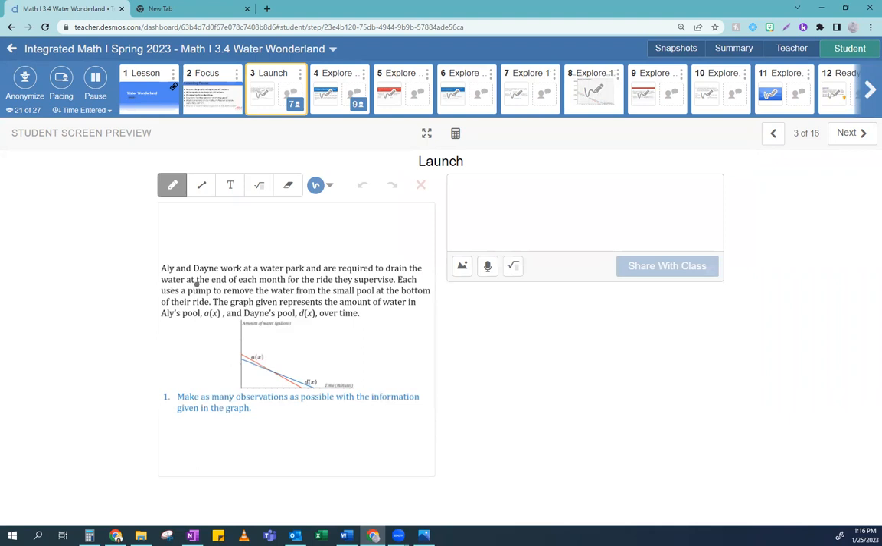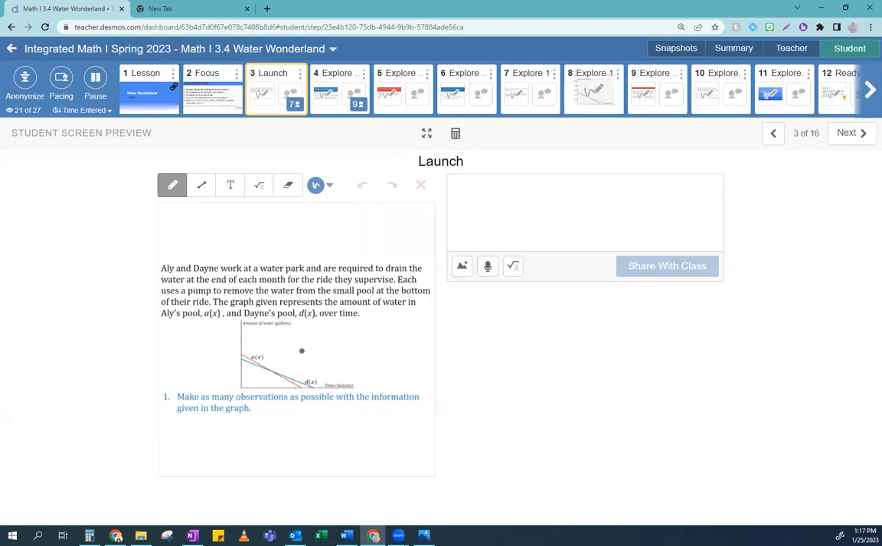Allie and Dane, I think that's how you pronounce their names, work at a water park and are required to drain the water at the end of each month for the ride they supervise. Each uses a pump to remove the water from the small pool at the bottom of their ride. The graph given represents the amount of water in Allie's pool, A of X, and Dane's pool, D of X, over time. Make as many observations as possible with the information from the graph.